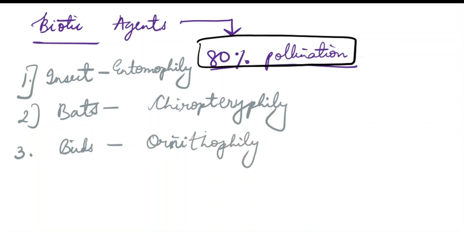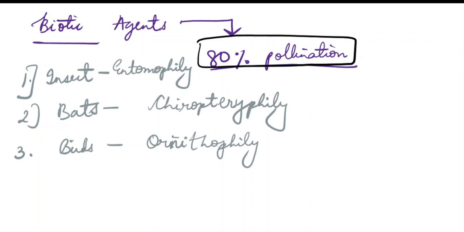So the flowers which undergo insect pollination are known as entomophilous flowers, the flowers which undergo chiropterophily, meaning bat pollination, are known as chiropterophilous flowers, and the flowers which undergo ornithophily are known as ornithophilous flowers.